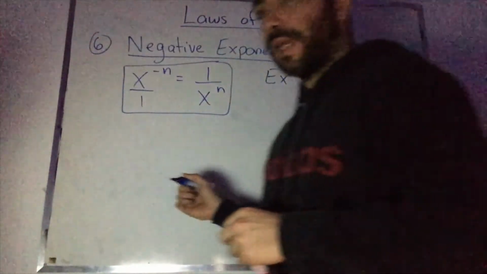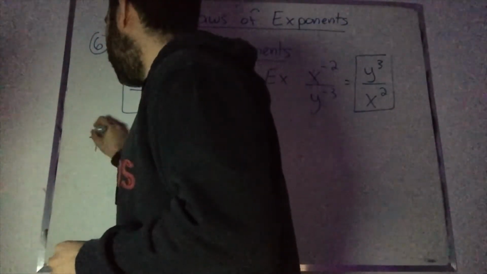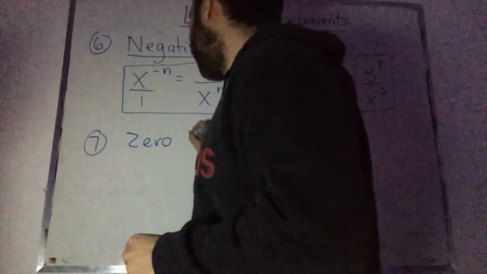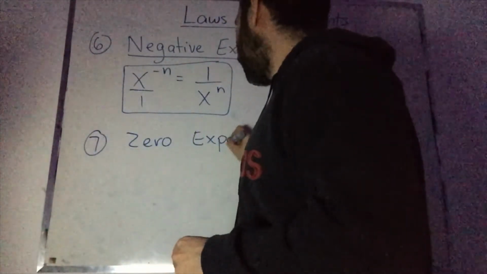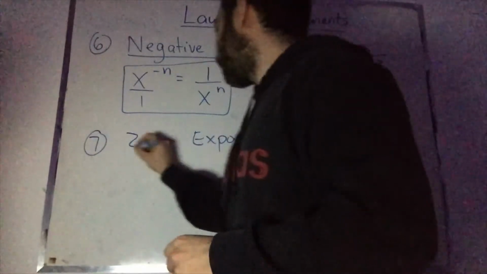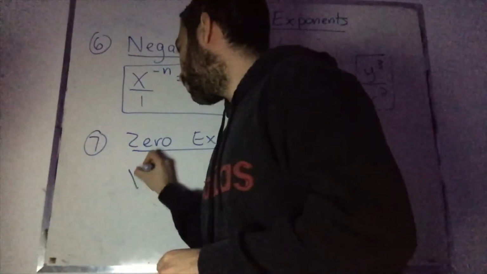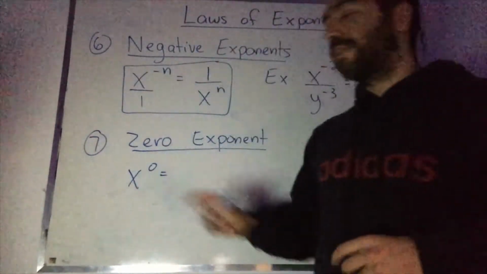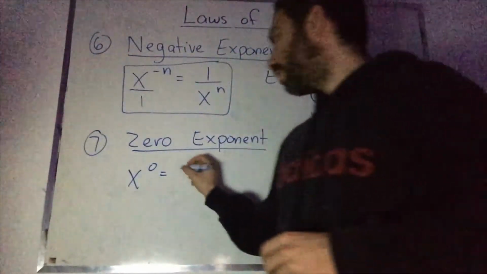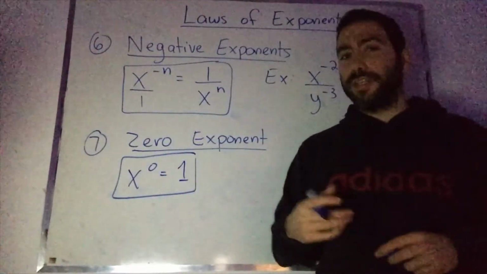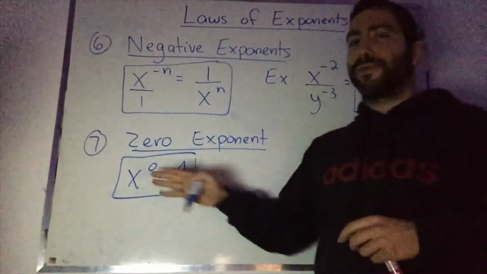The last property that we have is property 7, which is the zero exponent. So the zero exponent, we have x to the 0. Any number to the exponent 0, except for 0, is equal to 1. This one's nice, very easy, and on tests, this is always the first one that I look for.